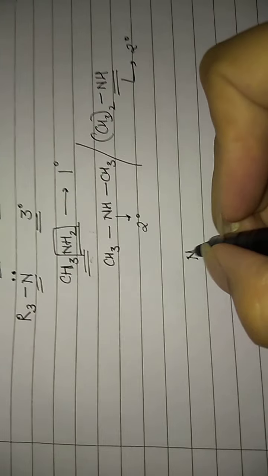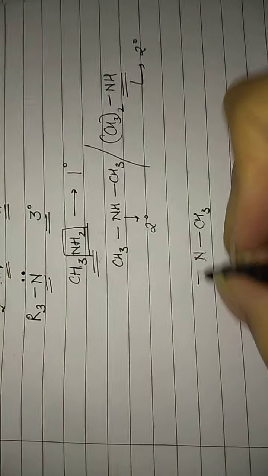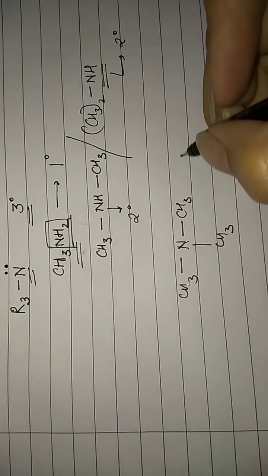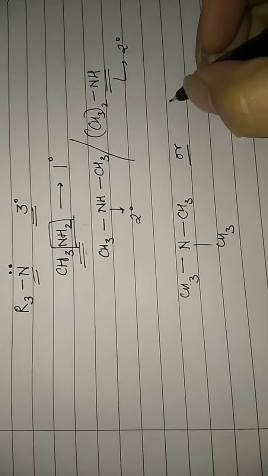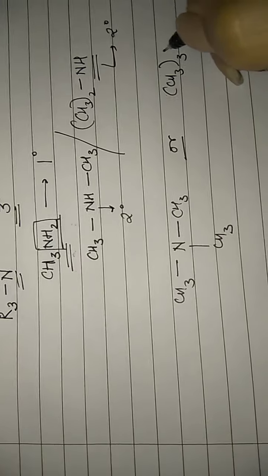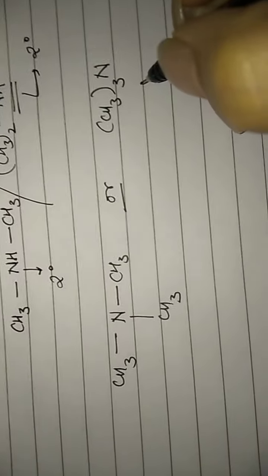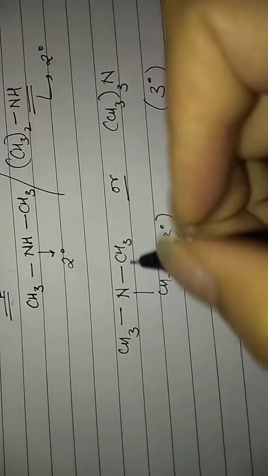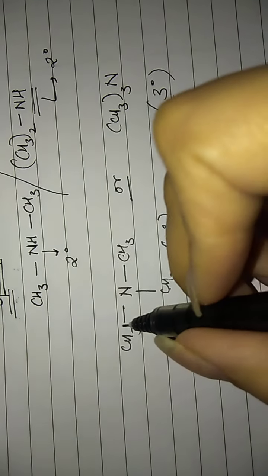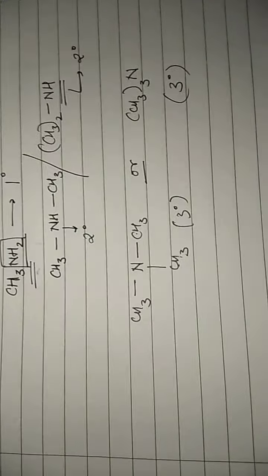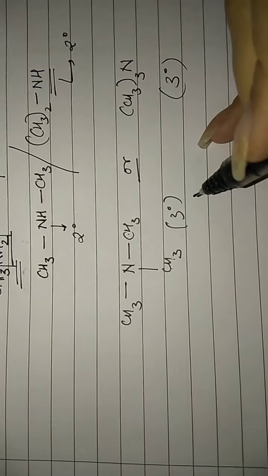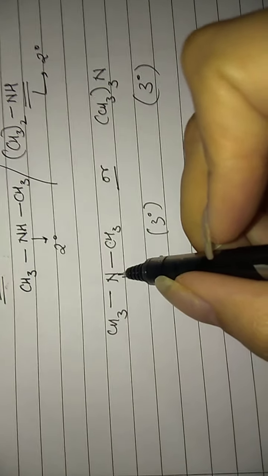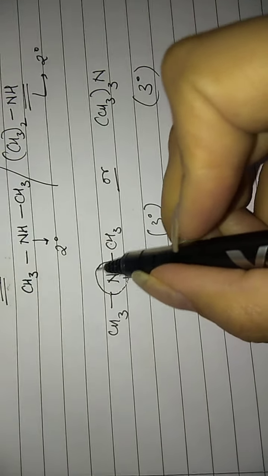Similarly, if I have this compound, which can also be written as this, then this will be called my tertiary amine, because here my nitrogen atom is directly attached to three carbon atoms. So in amines, for checking whether a particular amine is primary, secondary or tertiary, you have to see to how many carbon atoms the nitrogen is directly attached.